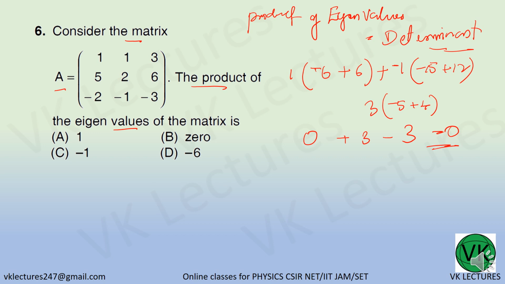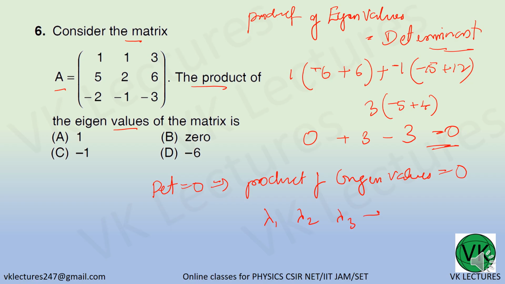So determinant equal to 0 implies the product of eigenvalues equals 0. Now since it is a 3 by 3 matrix, you have lambda 1, lambda 2, lambda 3 as eigenvalues, which means any one of them should be equal to 0, only then this product will be equal to 0. So here you are asked only the product of eigenvalues, which is nothing but the determinant, which is equal to 0.